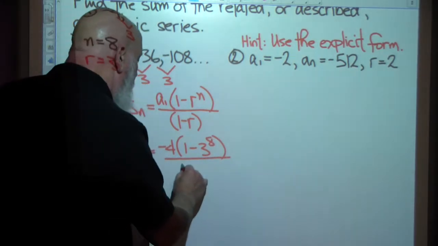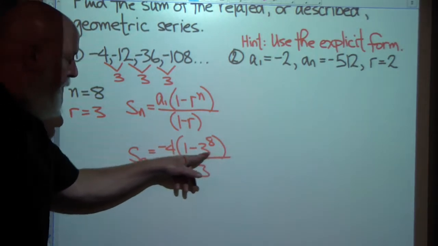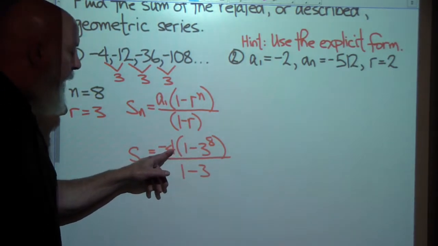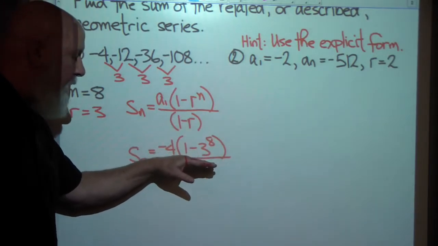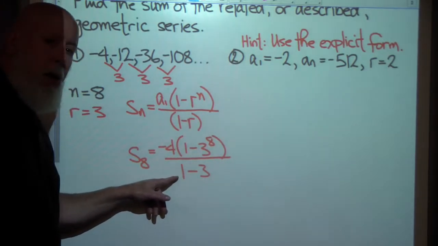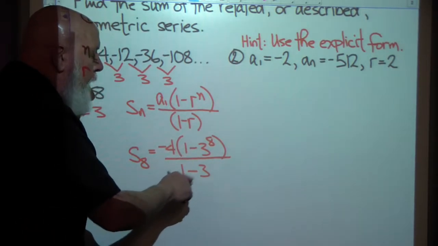All of this over 1 minus 3. Now normally when I put this in the calculator, I do negative 4 times parentheses, close parentheses, then I hit divided by, I'll do this in my head and call it negative 2. I've seen some kids that have been saying divided by 1 minus 3.